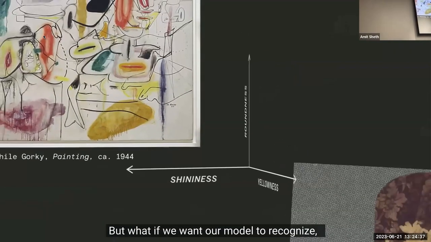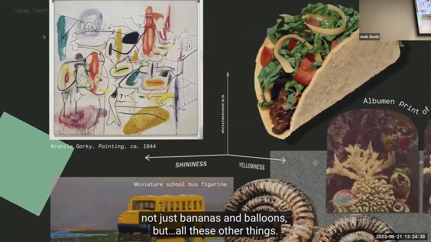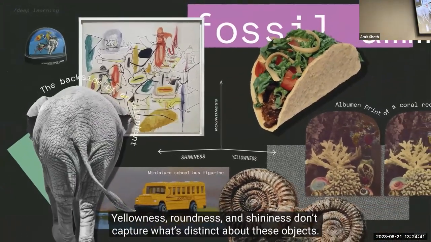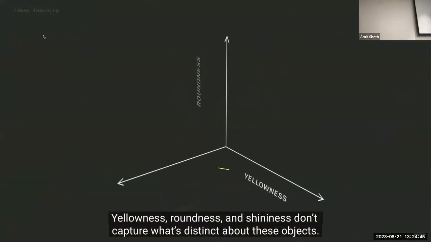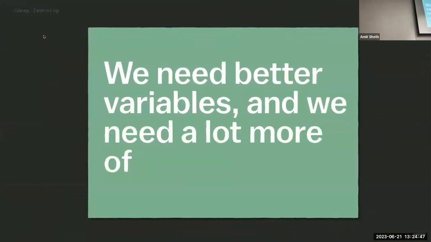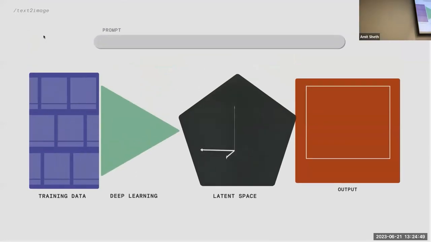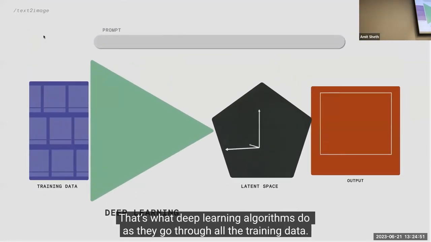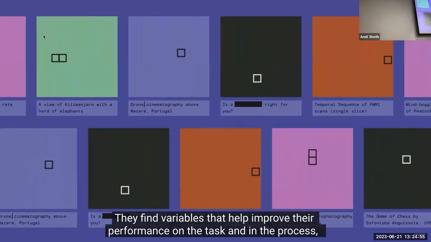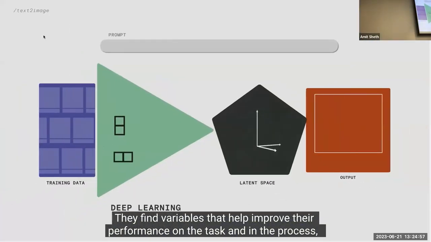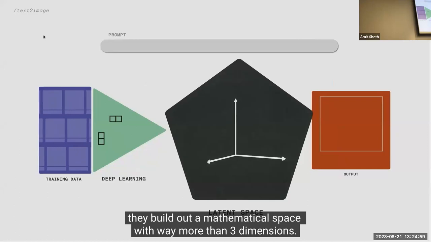But what if we want our model to recognize not just bananas and balloons, but all these other things? Yellowness, roundness, and shininess don't capture what's distinct about these objects. We need better variables, and we need a lot more of them. That's what deep learning algorithms do as they go through all the training data. They find variables that help improve their performance on the task, and in the process, they build out a mathematical space with way more than three dimensions.